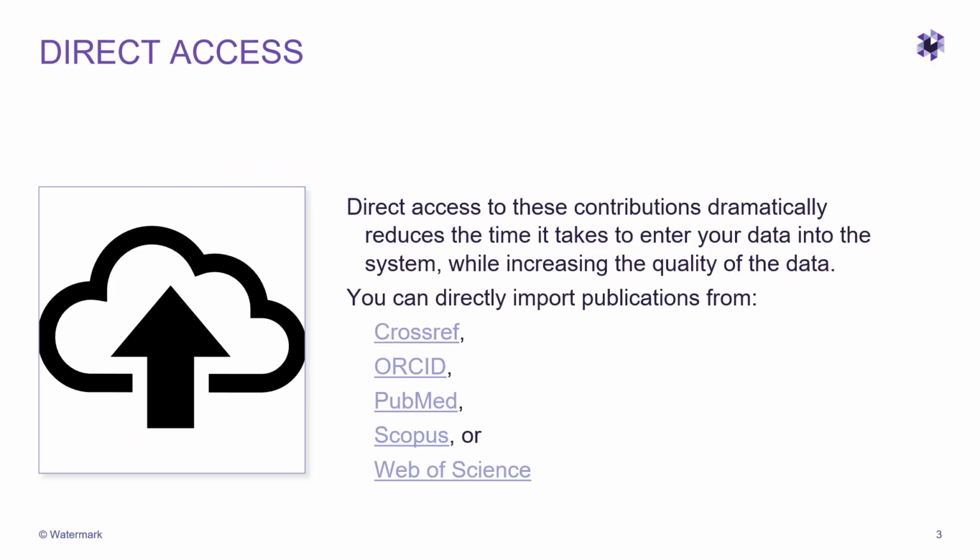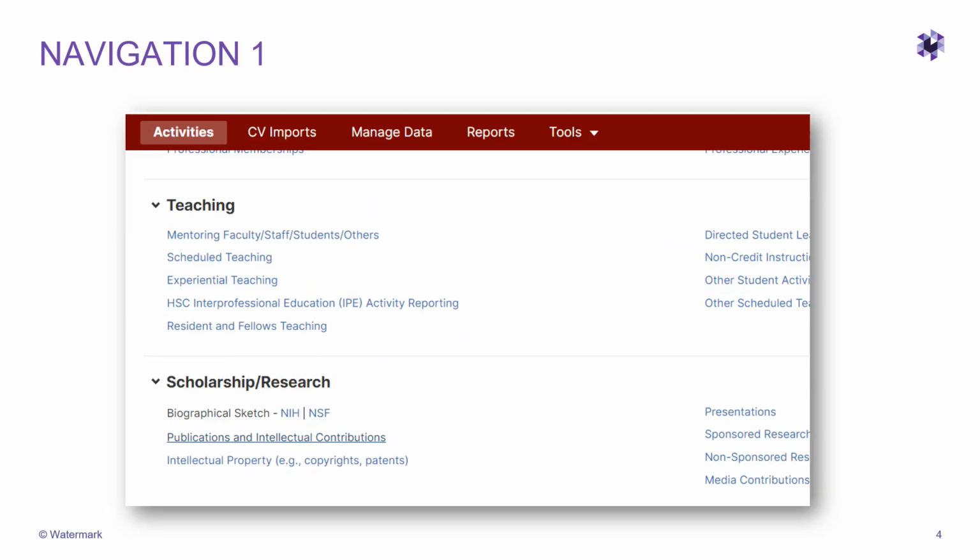Direct access is the term we'll use in the Faculty Activity System, where users can import their publications directly from common sources such as PubMed. However, we do want to note that users may need to have accounts set up with those certain third-party vendors for the import function to work correctly. We'll spend a few moments discussing the navigation process and simple tips for using the system.